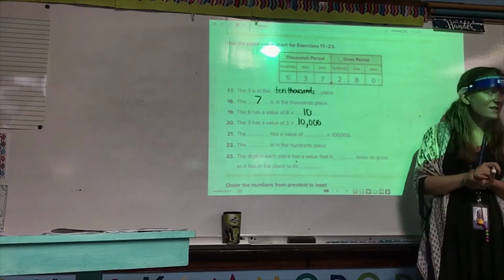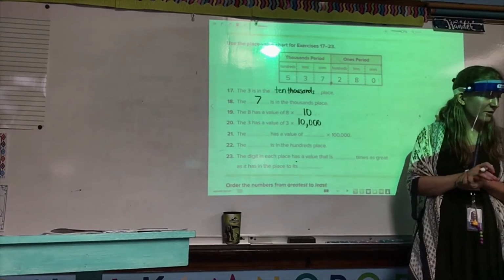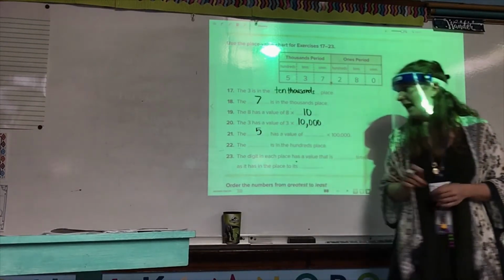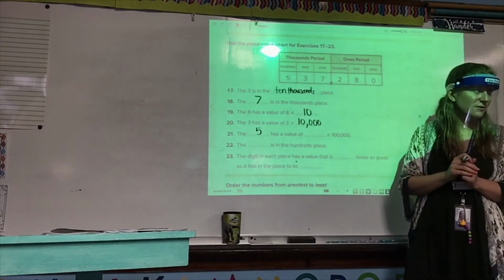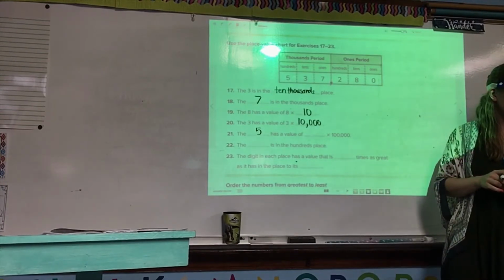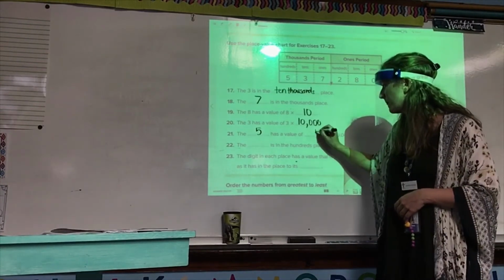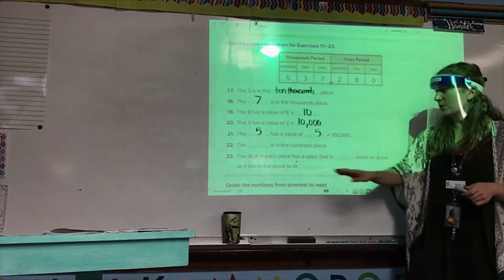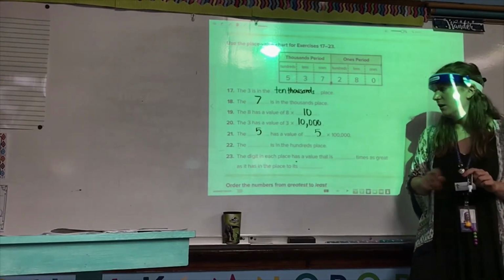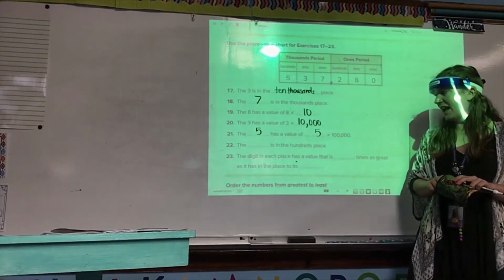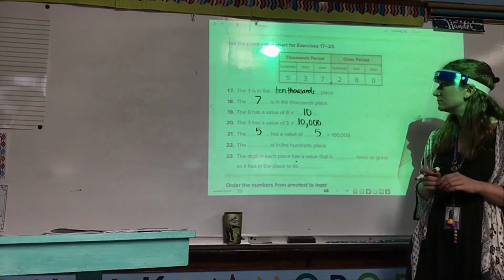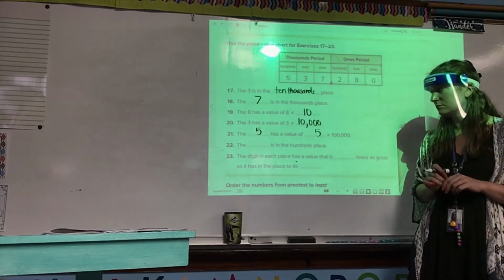So the what has a value of what times 100,000? 5. Confidence. The 5 has a value of 500,000, not a value of what times 100,000? 5. 5 times 100,000, which would equal 500,000. So you should have the 5 has a value of 5 times 100,000. Okay, number 22. The blank is in the hundreds place. Aaron again. 2. The 2.